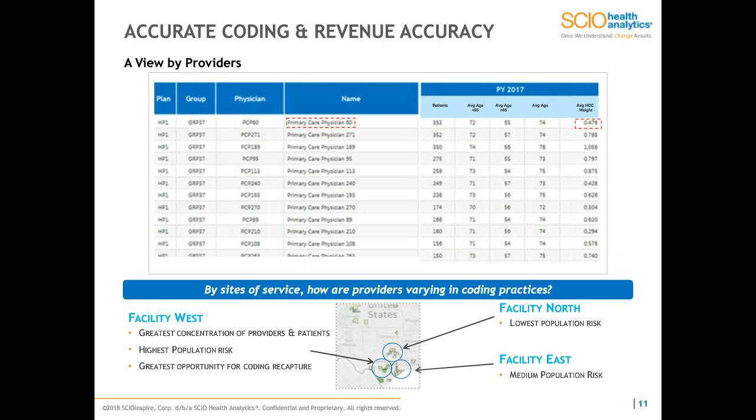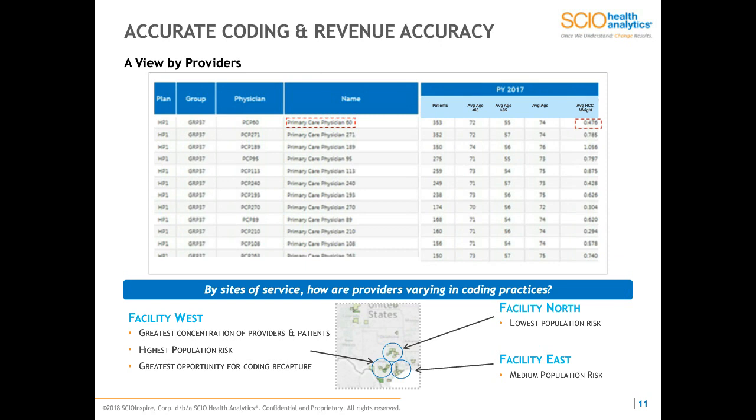And really, if I've got organizations like Facility West here, which has the greatest concentration of providers and patients, and we see the highest population risk, that's my highest opportunity for coding recapture and making sure my documentation is in order. If I only have a limited number of resources, as is the reality in most organizations today, this helps me get a better handle on where to focus my time and attention so I can help that practice do a better job, in turn benefit the member and the beneficiary, and in so doing also generate the revenue we need to reinvest in new programs.